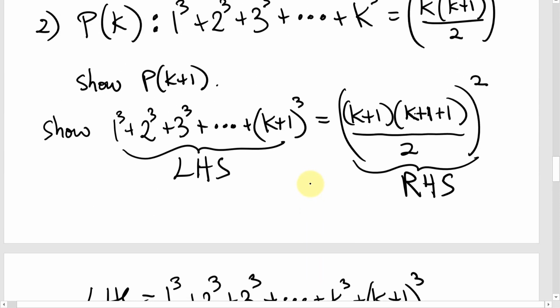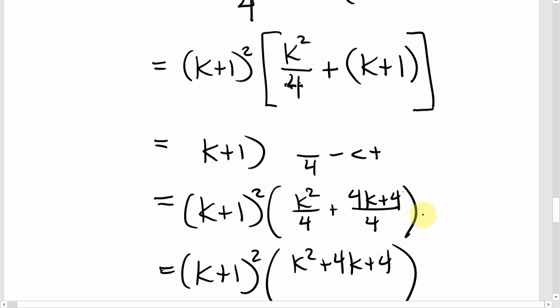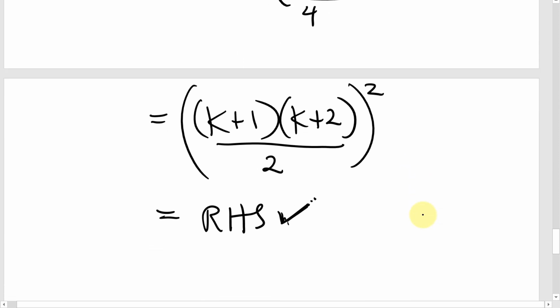Way back here, I kind of wish I had simplified that to just say k plus 2. So I'll do that here. When we plugged in k plus 1, we get k plus 1 plus 1, so we get k plus 2. So k plus 1 and k plus 2 product, all divided by 2 and then all squared. That was the right-hand side. There it is.